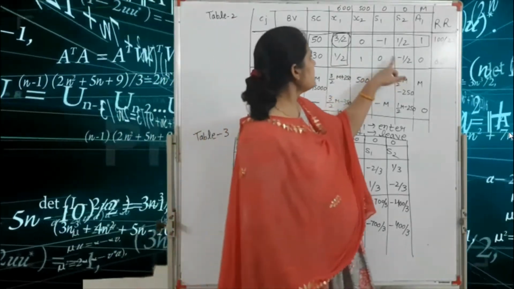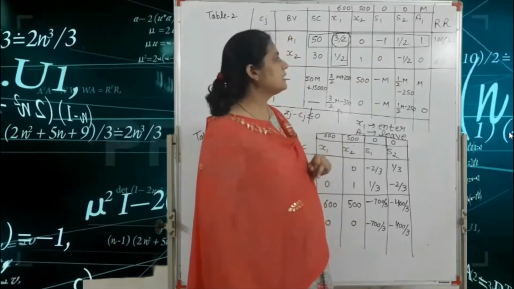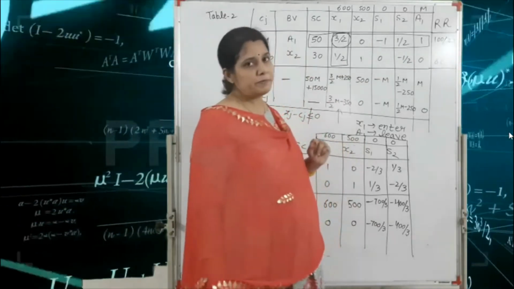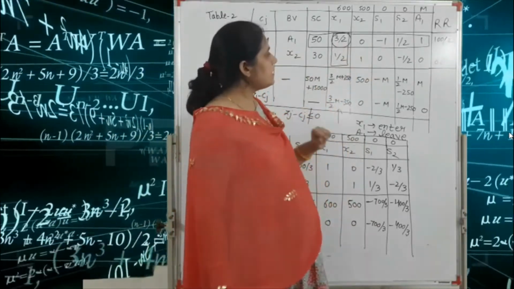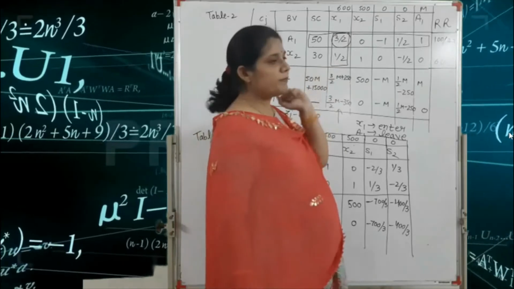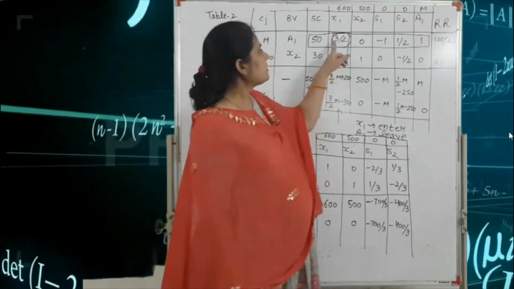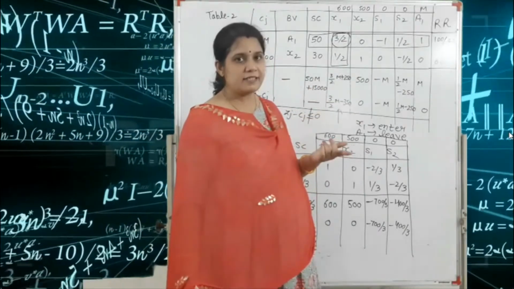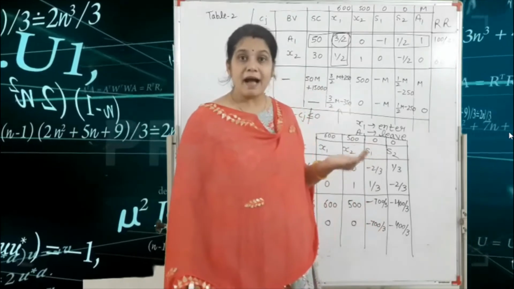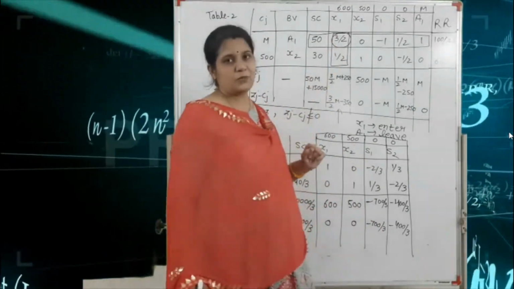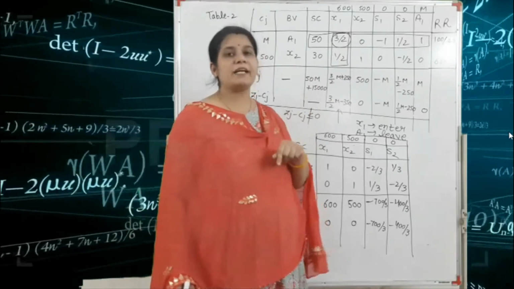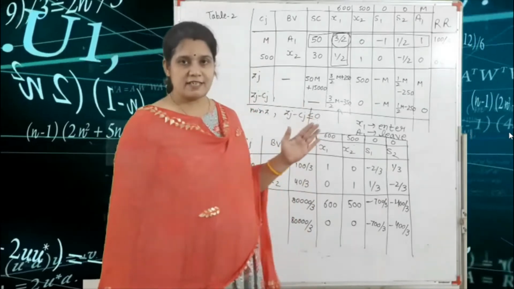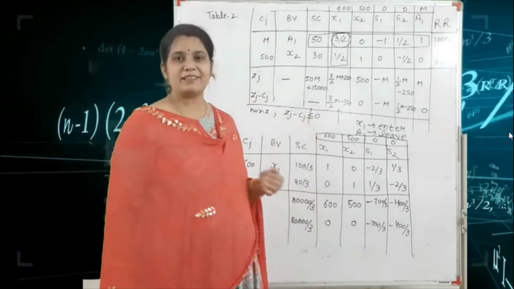And the next one is 3 by 2 into minus 1 by 2, that means minus 3 by 4, minus 1 by 2 into 1 by 2, that means 1 by 4. So minus 3 by 4 and minus 1 by 4, that means minus 4 by 4, that means minus 1, and minus 1 divided by the key number 3 by 2, that means minus 2 by 3. Okay, the process is the same in all these three methods: simplex method, Big M method and two-phase method.